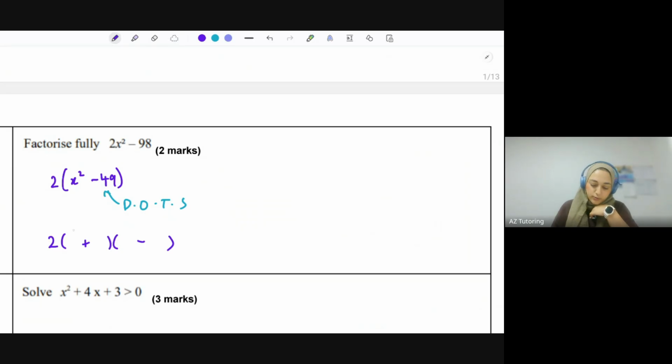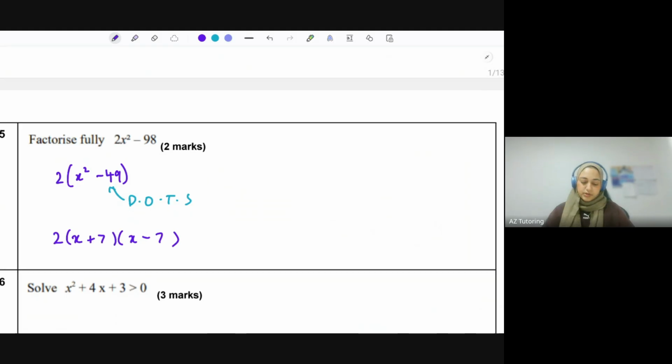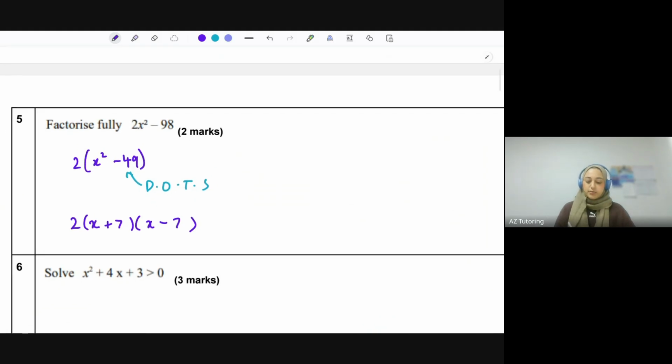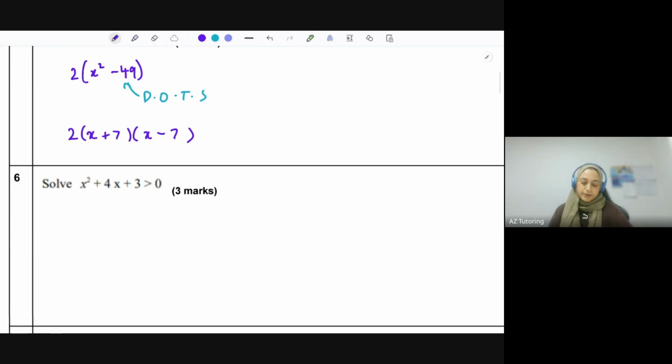So what you do is you square root each of these terms. The square root of x squared is x, so let's put x in each of them. And the square root of 49 is 7, so we just put 7 in each of them. And that's fully factorized. So that's what it means by factorize fully. So you've got your first mark there, and then you've got your second mark there.